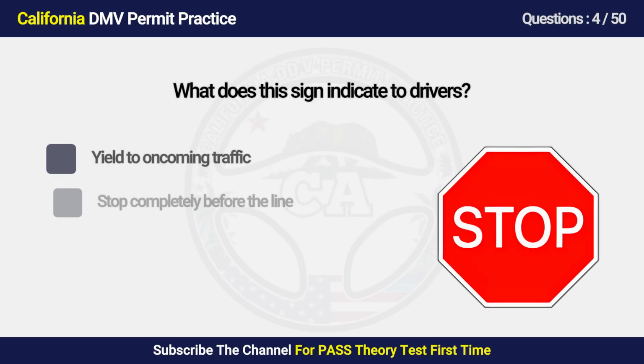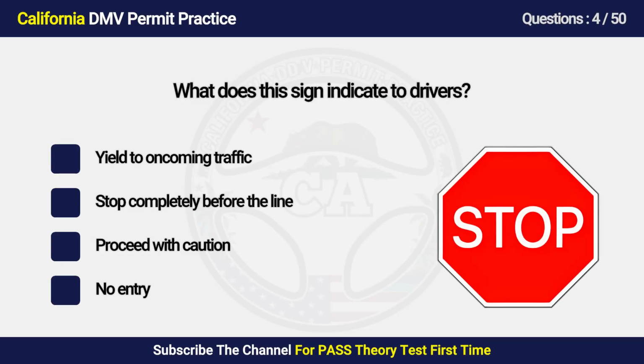Question 4. What does this sign indicate to drivers? A. Yield to oncoming traffic. B. Stop completely before the line. C. Proceed with caution. D. No entry.